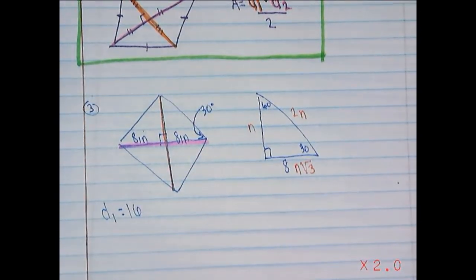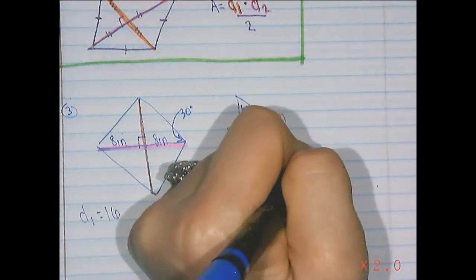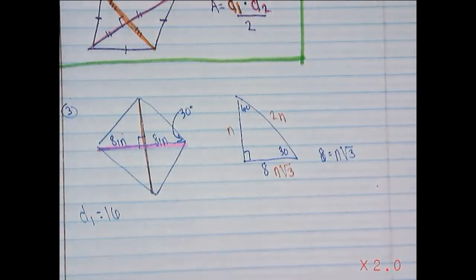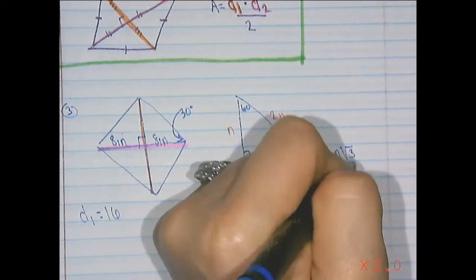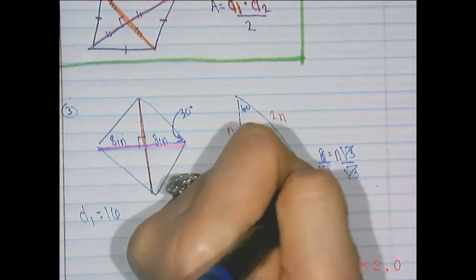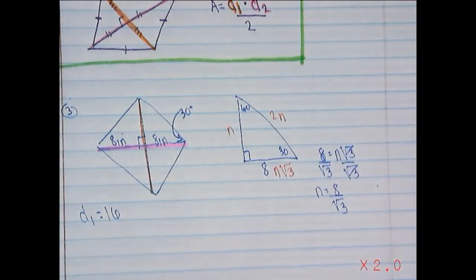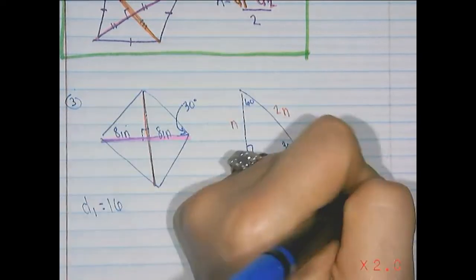Unfortunately, 8 isn't divisible by 3, right? So I don't get to use my little shortcut. I actually have to rationalize my denominator. I'm going to do 8 equals n rad 3, which means I'm going to divide both sides by rad 3, and I'll have n equals 8 over rad 3. But I can't have a radical on the bottom, don't forget, so I need to multiply the top and the bottom by rad 3.